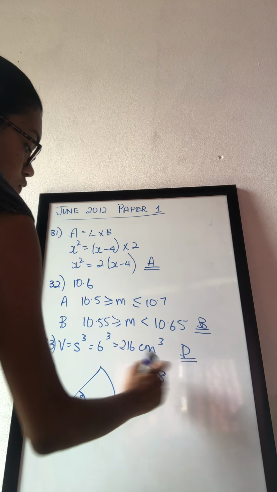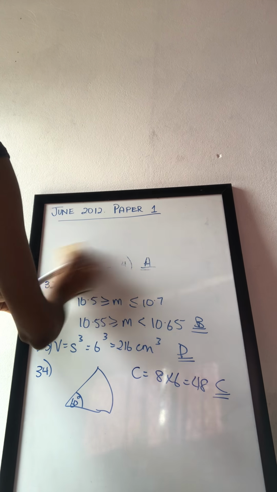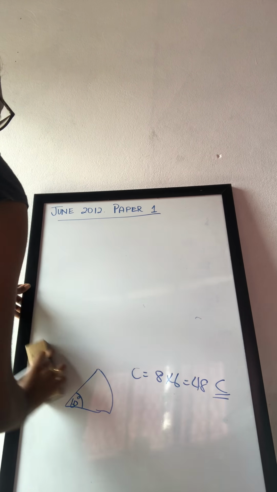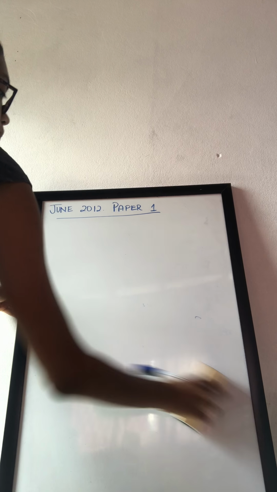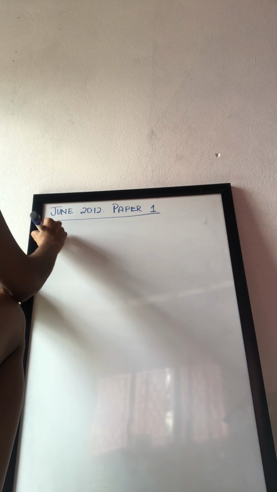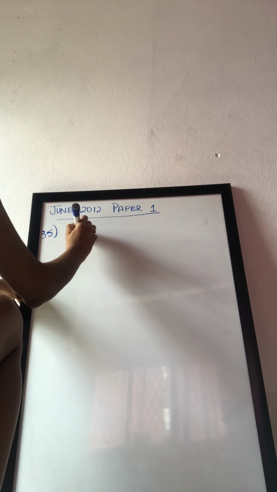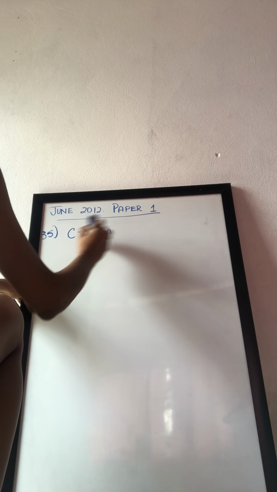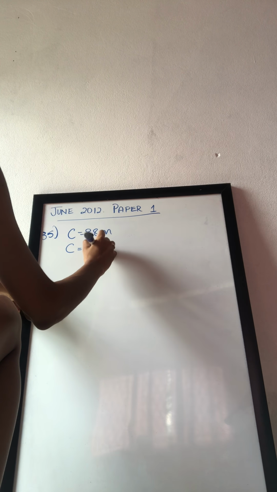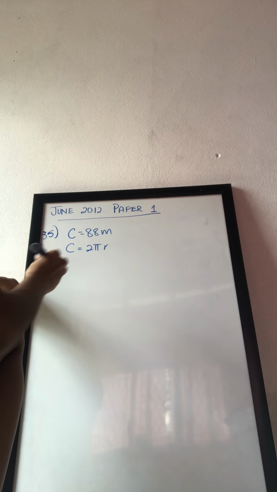35. The distance around the edge of a circular pond is 88 meters. Alright, so the distance around a circular pond is 88 meters. So that's the circumference basically. Right, now we know circumference is 2 pi r. They want to know what is the radius.